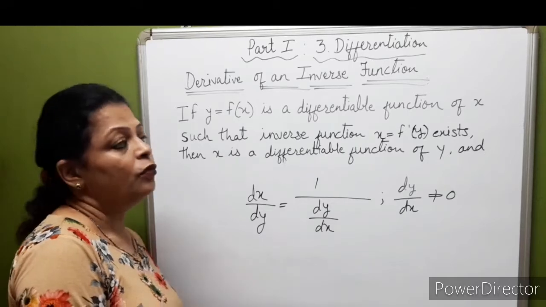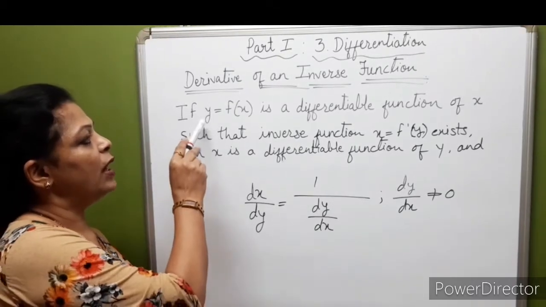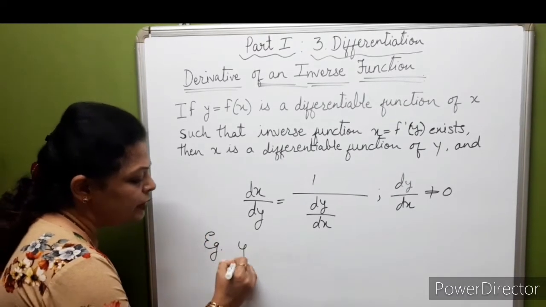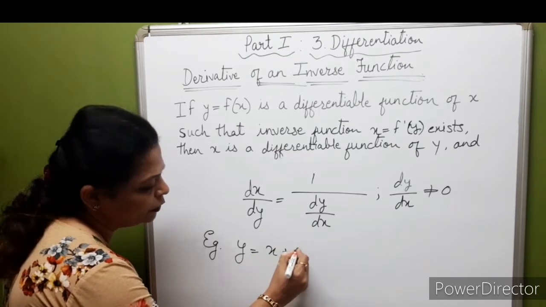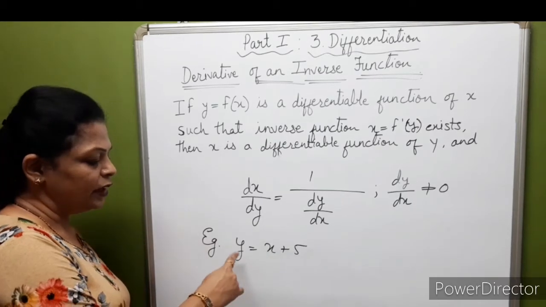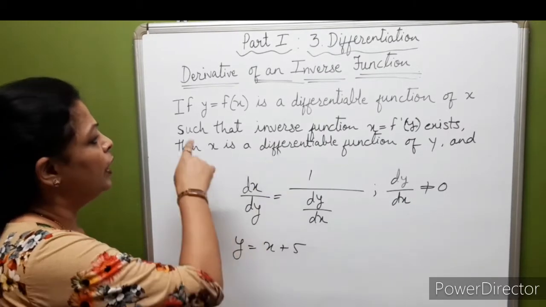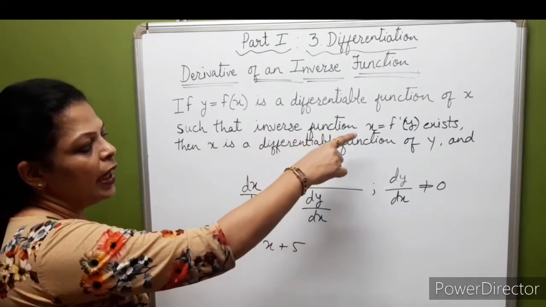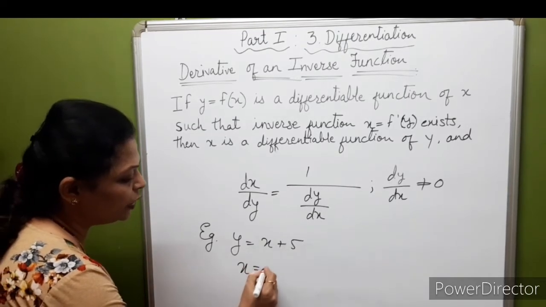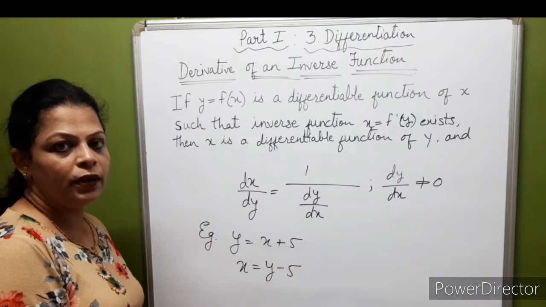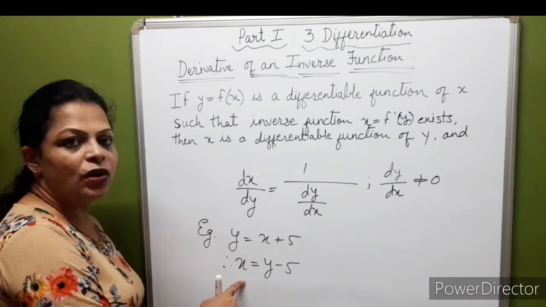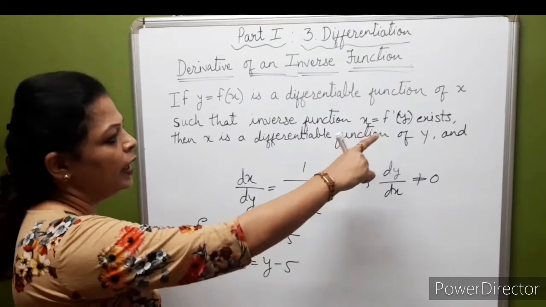Now let's see what it means. We are given y is equal to a function of x. Suppose y is equal to, say, x plus 5. Correct? Y is a function of x. So here you can see that y is a differentiable function of x such that inverse function x equal to f dash of y. From this you can write x is equal to y minus 5. Correct? So this is the inverse function. X is called the inverse function of y.